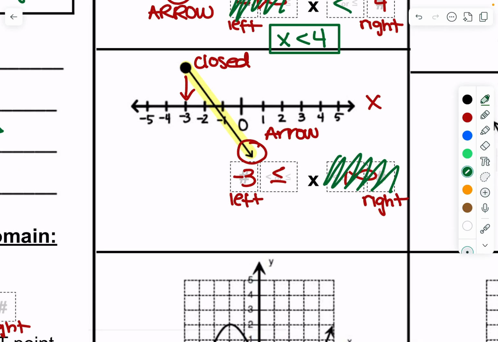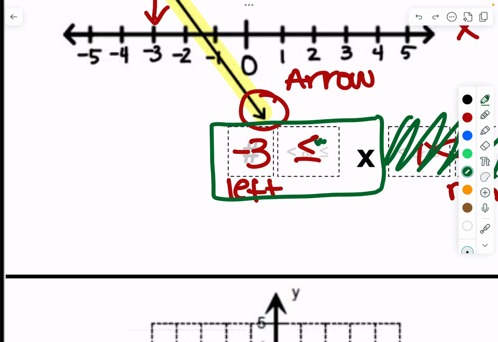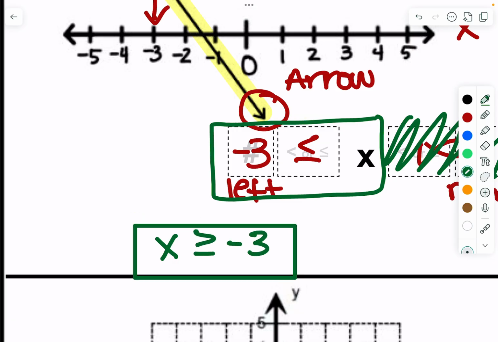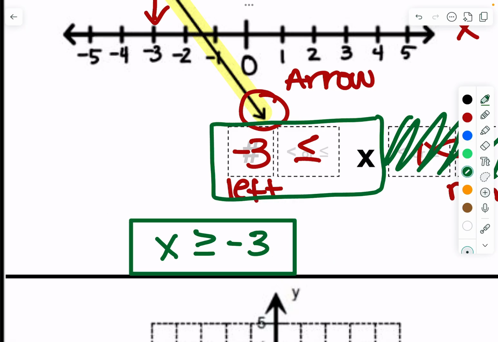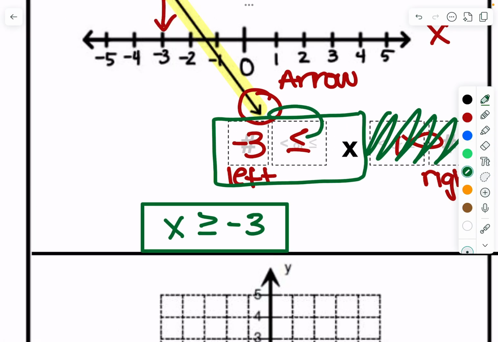Now here's where the confusing part kind of happens. This is my answer, but the X has to be first, okay? So this symbol is eating the X. So when I rewrite it, I'm going to flip everything. X, and then I'm going to flip this symbol, negative 3. And this is my final answer. So you have to flip the sign to eat the other way because it's eating X. Now it's eating X still, okay?